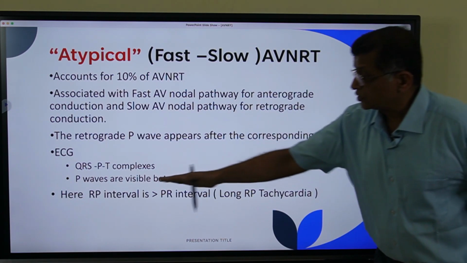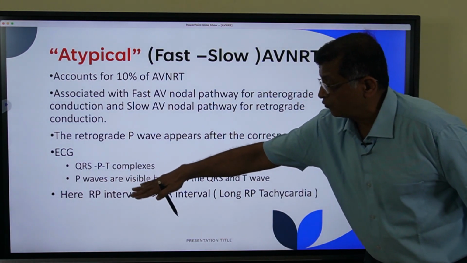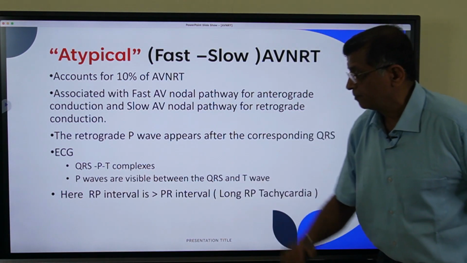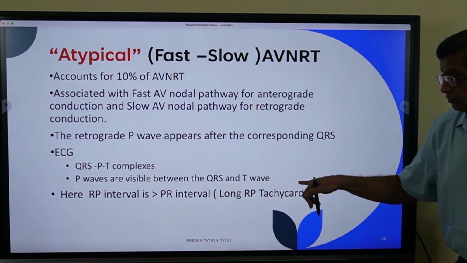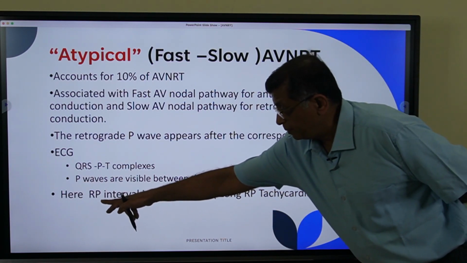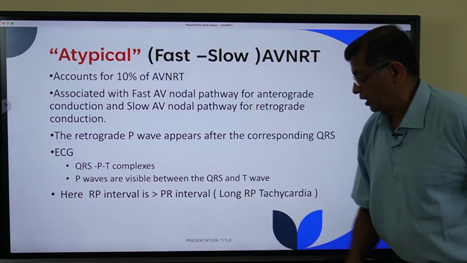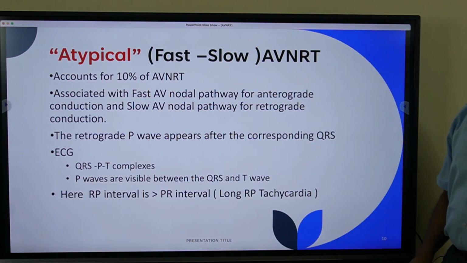Hence the P wave comes after the QRS, somewhere between the QRS and T. So P waves are visible between the QRS and T wave, which means the RP interval is longer than the PR interval, so that is long RP tachycardia.